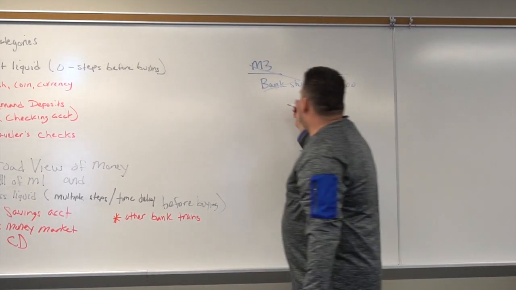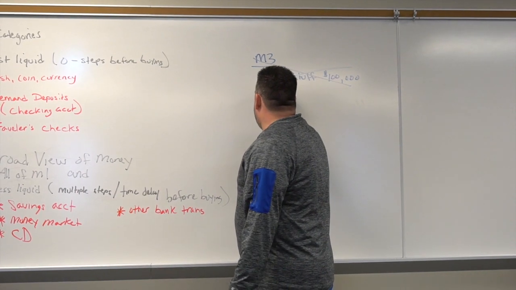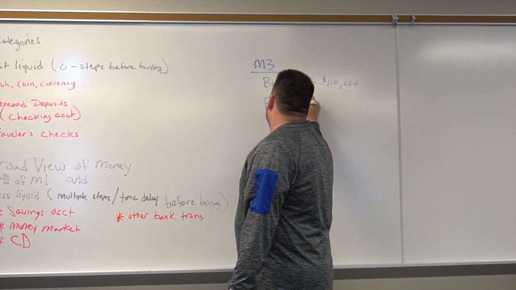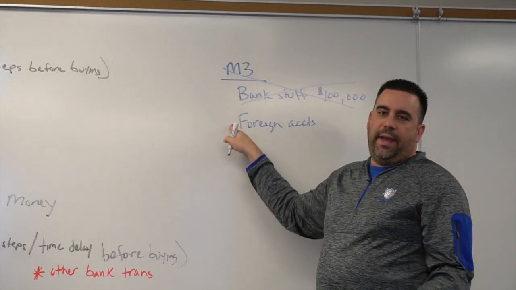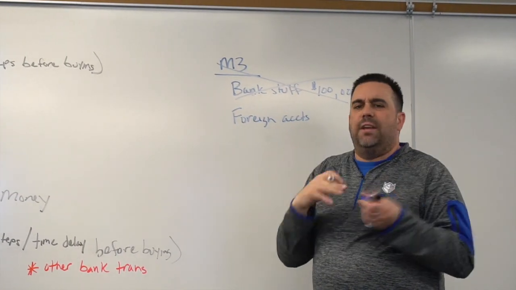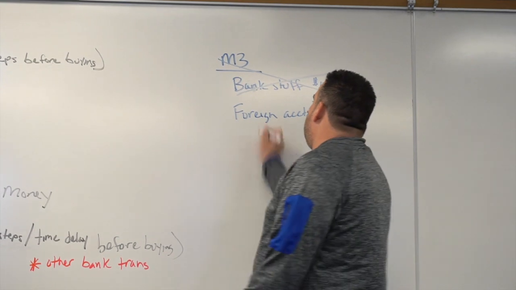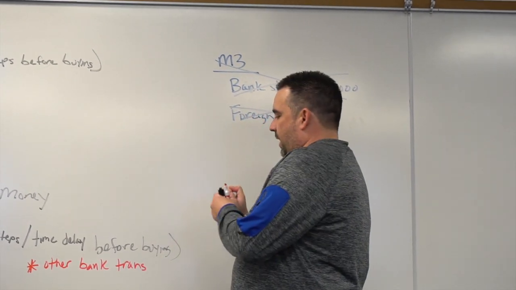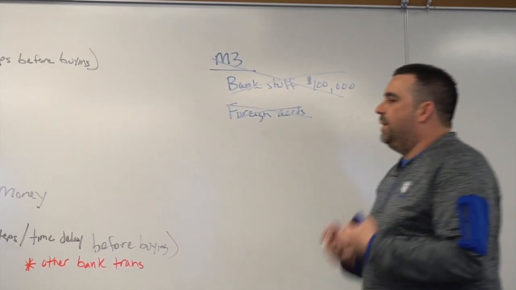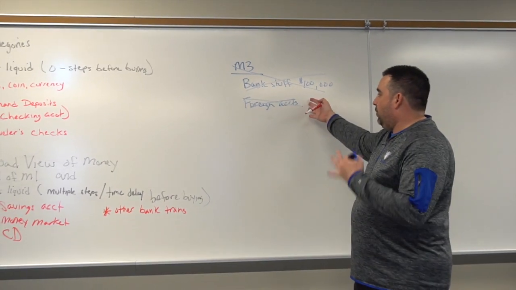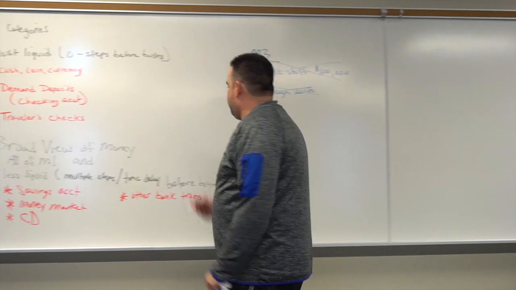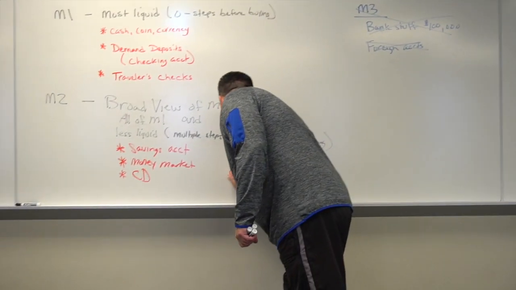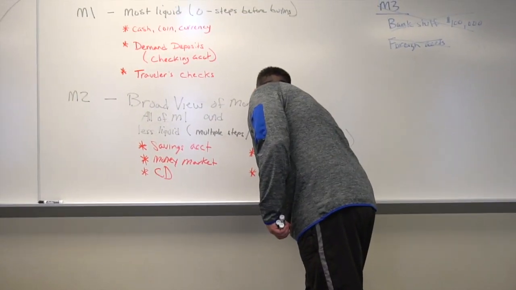They also in M3 used to include foreign accounts. So any domestic money in a foreign account, a fancy way of saying your Swiss bank account, used to be in M3, no longer. Again, it's just technology, the digital age. You don't actually have to go, you can do all of your security checks online. You don't have to leave the country or anything like that. So that actually gets thrown into M2 now as well.